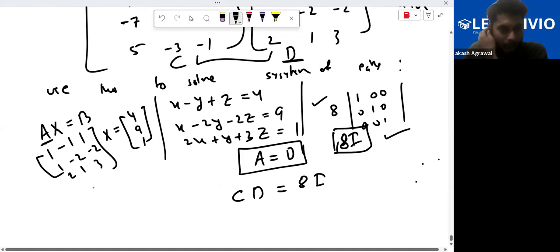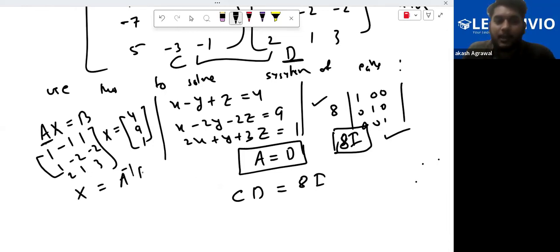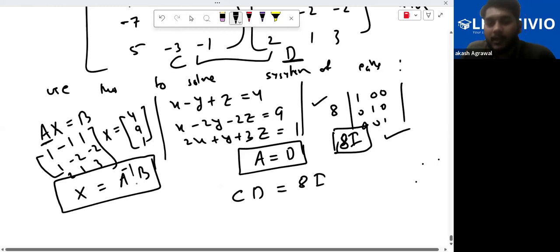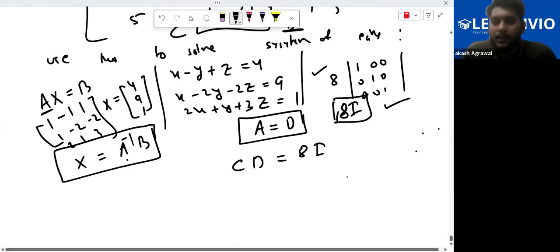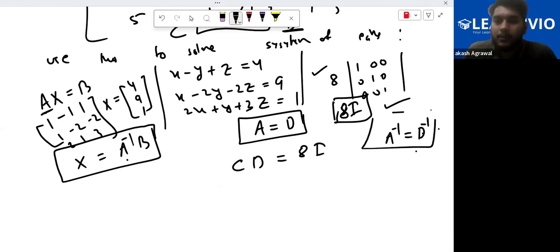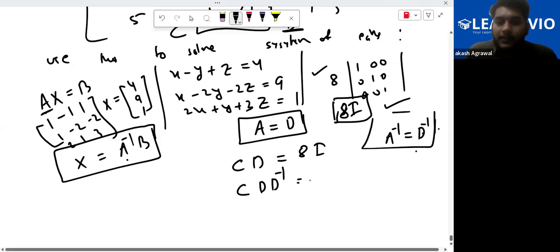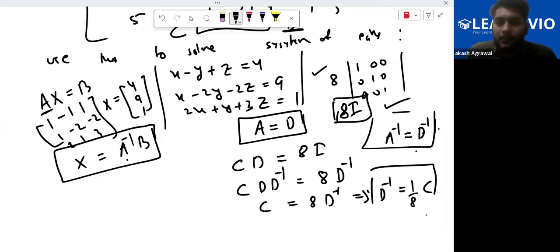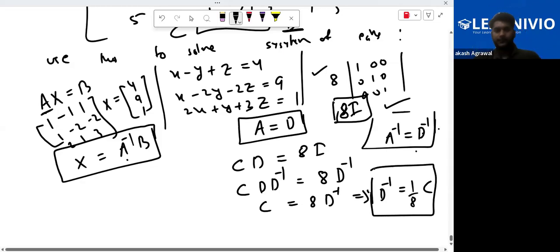Now, if I have to solve this, I know that X will be equal to A inverse B. So I just need what? I need A inverse, right? And if A equals D, then I can say A inverse will be equal to D inverse. No issues in this. So if I multiply D inverse on both sides, it will become 8D inverse, and this C matrix is 8D inverse. So D inverse is 1 upon 8 times C. Now, can you get the answer?